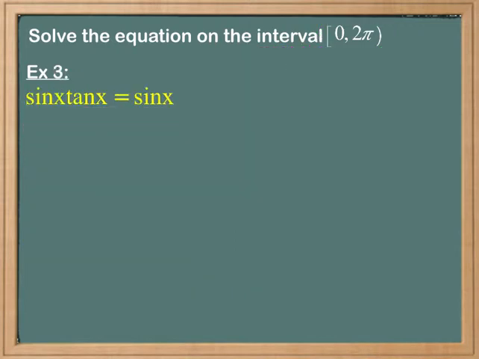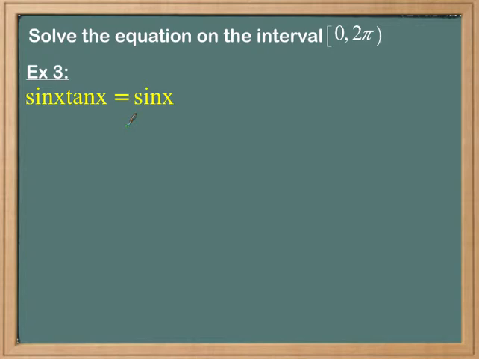Alright, let's try example 3, same directions. We're solving on the interval 0 to 2 pi. Now this one, example 3, sine of x tangent of x is equal to sine of x. A lot of people want to go ahead and divide by sine of x, and I wouldn't fault you on that logic. You would want to get rid of it, but the problem is you can't. The reason you can't do that is if you divide both sides by the sine of x, you're eliminating it. And by eliminating it, you're taking away where some of our solutions or some of our roots lie.